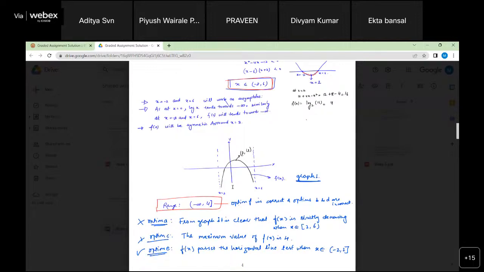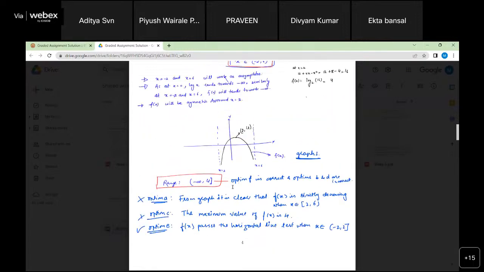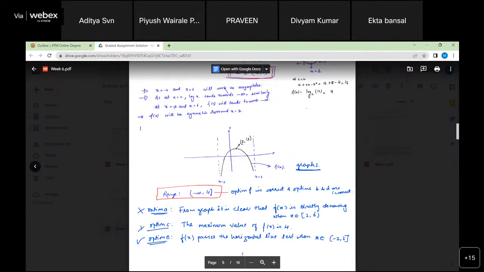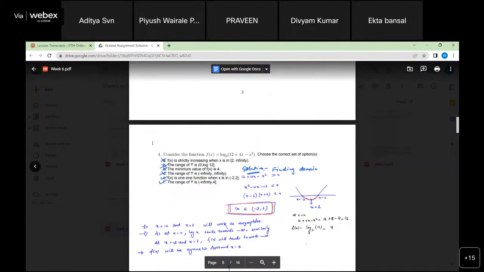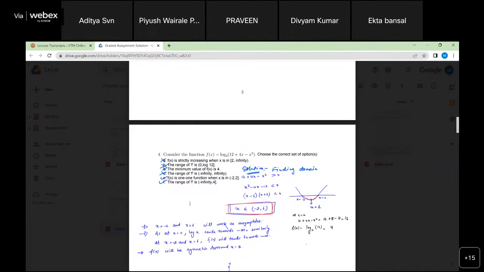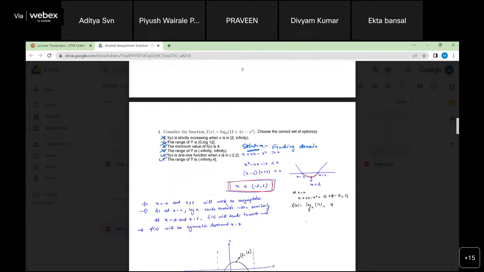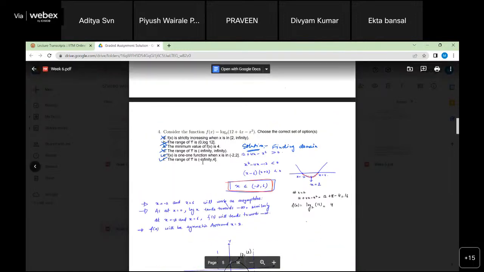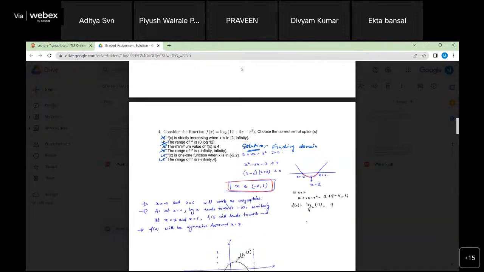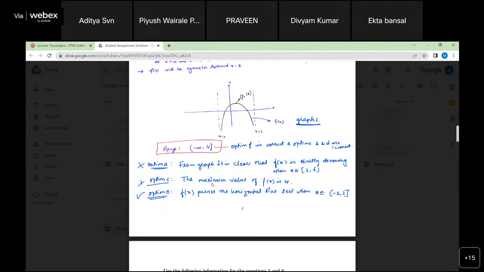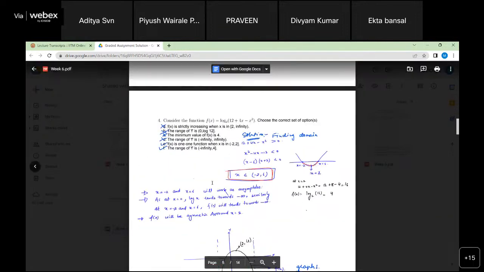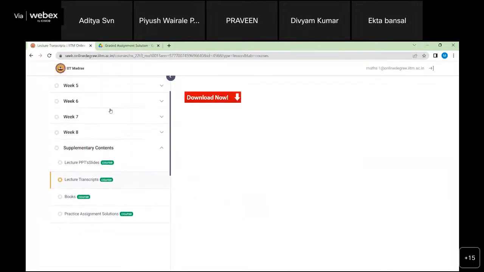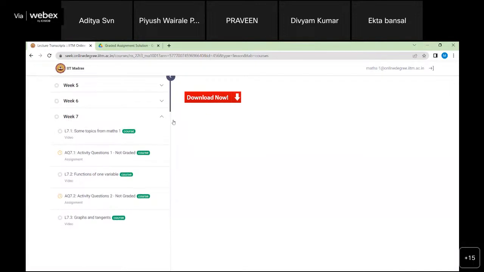Okay, so it is a one-to-one function, but we have to see the domain. Are you asking about the domain when x is in this range? Here is the question, let me see. One-to-one when x is in minus infinity to 4. Oh, here it is minus 2 to 2. Okay, I will get back to you on this. Yeah, I will discuss with the team. Thank you, sir.